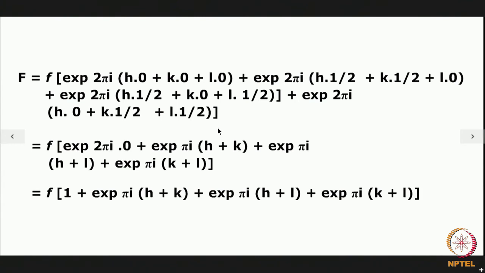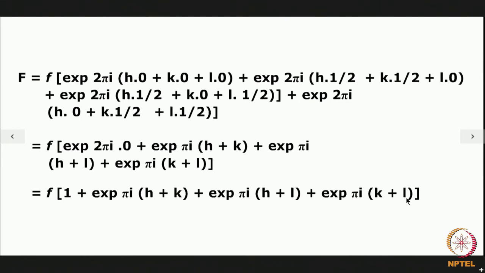So, that gives us F equal to small f exponential 2 pi i into 0 plus exponential pi i (h plus k) plus exponential pi i (h plus l) plus exponential pi i (k plus l). Since exponential 2 pi i into 0 is 1, it is small f into 4 terms: 1 plus exponential pi i (h plus k) plus exponential pi i (h plus l) plus exponential pi i (k plus l).